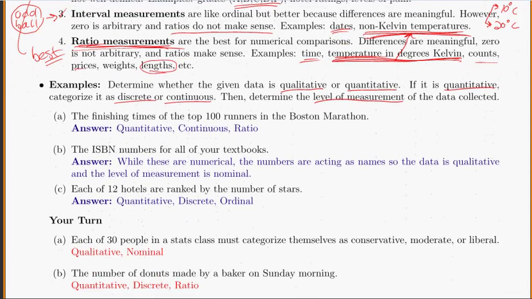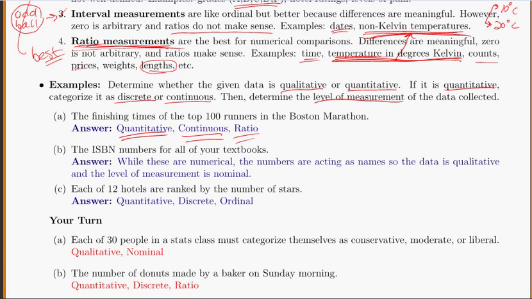So if you look at the finishing times of the top 100 runners in the Boston Marathon, certainly quantitative because it's numerical. It's continuous because in between any 2 times is another time. And it's ratio because the ratios make sense and there's a meaningful 0. I mean, it's not that meaningful in the sense that if you ran a marathon in 0 time, you really didn't run it, but at least we know exactly what 0 is.